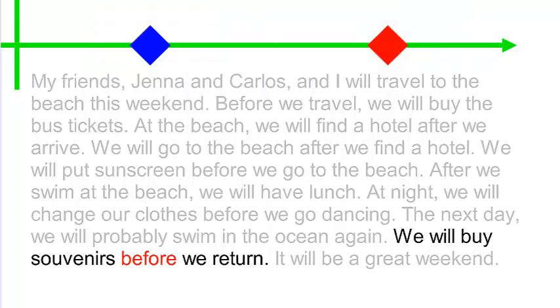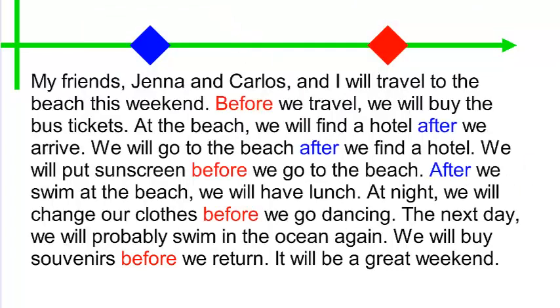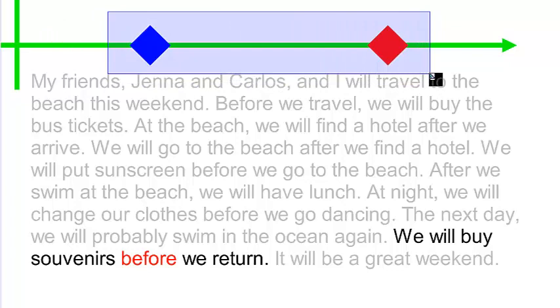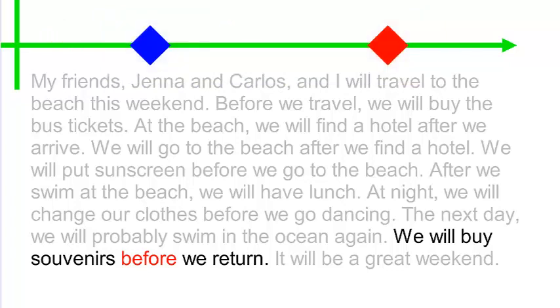So as you see, we have different events showing different moments. Here you can see all the text with the different colors. Remember please that all the time you have to have 2 actions per sentence. Okay? In this sentence I have 2 actions. We will buy souvenirs before we return. You have the 2 events all the time. And that's essentially the use of these sentences.